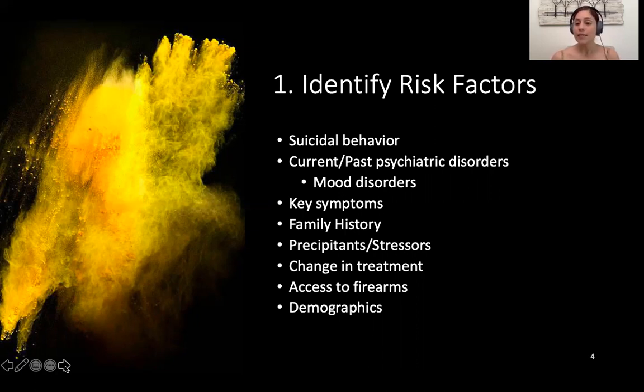The last two, access to firearms and demographics, should also be kept in mind. So access to firearms is fairly obvious, and for demographics, there are certain social groups that are at a higher risk for attempting suicide, and these include males, adolescents, individuals over the age of 65, and individuals who have been divorced.